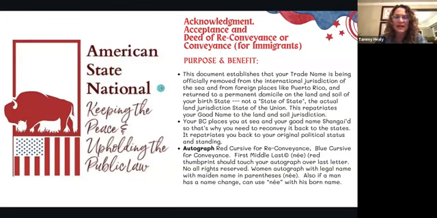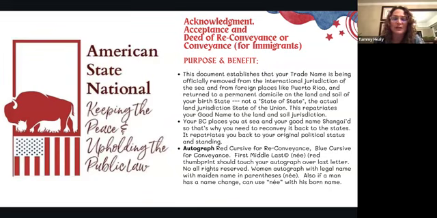This document establishes that your trade name is being officially removed from the international jurisdiction of the sea and from foreign places like Puerto Rico and returned to a permanent domicile on the land and soil of your birth state, not a state of states. So it's not going to say state of New Jersey, right? The actual land jurisdiction state of the Union, which is New Jersey State. This repatriates your good name to the land and soil jurisdiction.